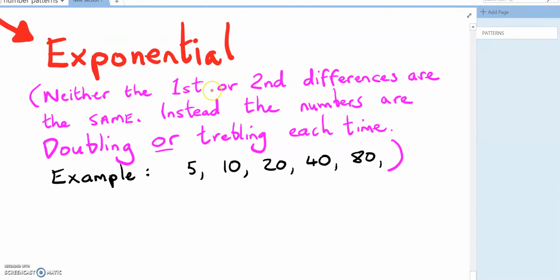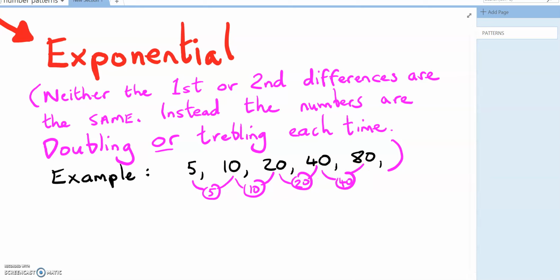And then finally, the one we just looked at, exponential sequences. Neither the first or the second differences are the same. Instead, the numbers are doubling or trebling each time. So I would try and see if it's linear first. Let's see if it's linear. 5 to 10, you went up by 5. 10 to 20, you went up by 10. Okay, it's definitely not linear. 20 up to 40, you went up by 20. 40 up to 80, you went up by 40.